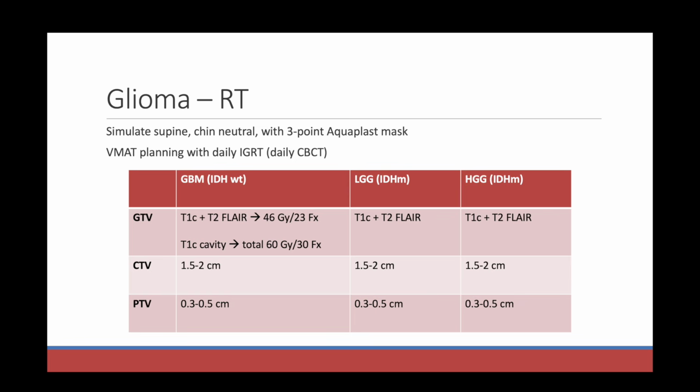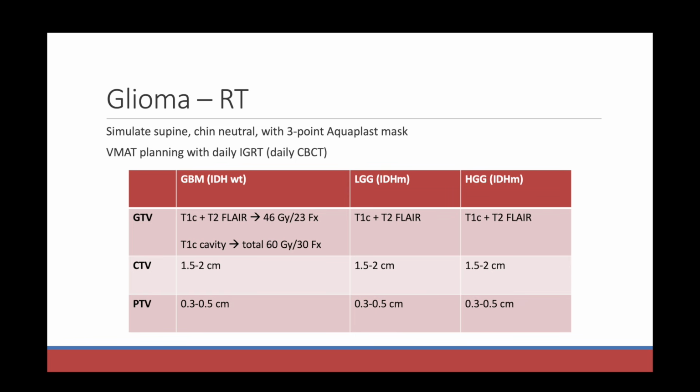So there's 2 phases. There's 46 gray in 23 fractions. And then for the last 7 fractions, you're only treating the T1 post-contrast cavity with a margin. And the typical CTV margins are 1.5 to 2 centimeters. And then the PTV margins are 3 to 5 millimeters, depending on your department's practice.